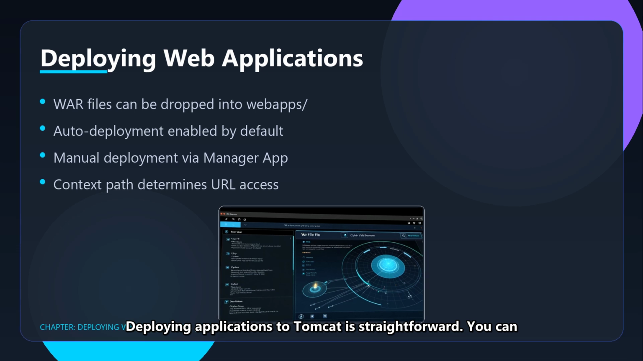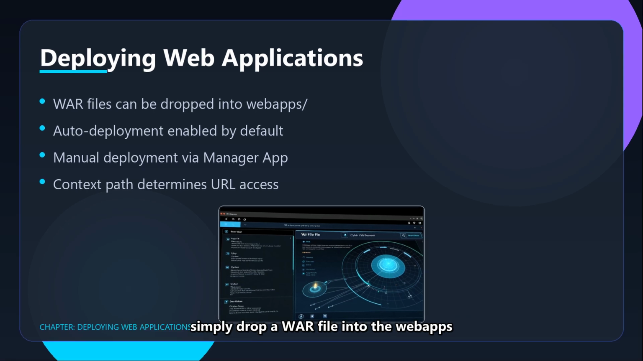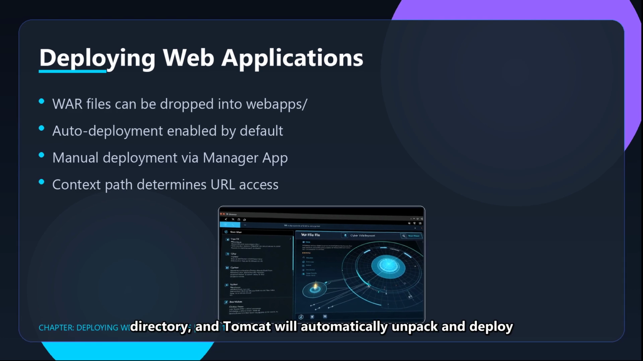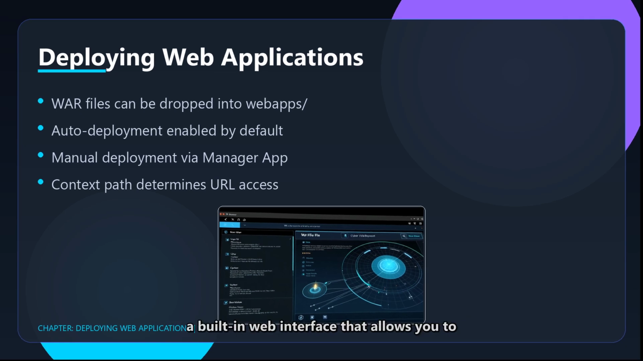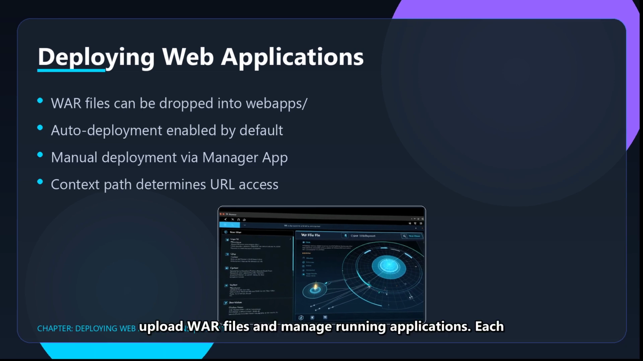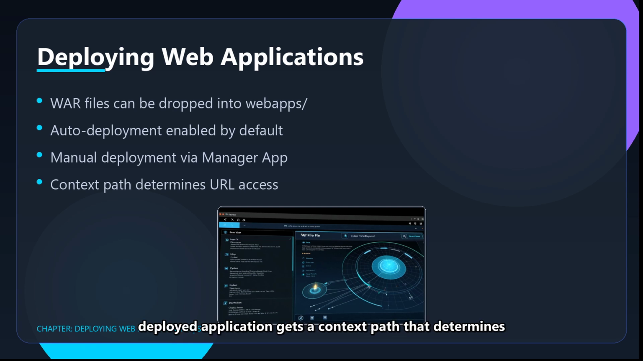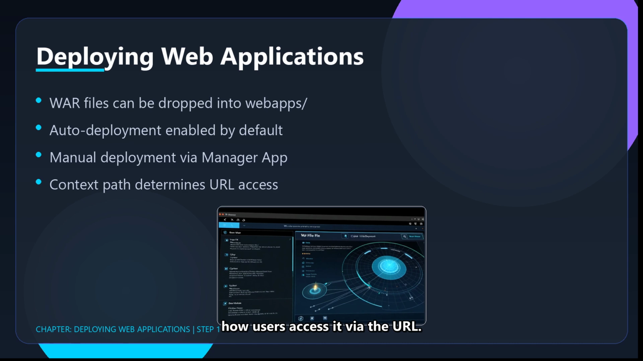Deploying applications to Tomcat is straightforward. You can simply drop a WAR file into the webapps directory, and Tomcat will automatically unpack and deploy it. Alternatively, you can use the Manager application, a built-in web interface that allows you to upload WAR files and manage running applications. Each deployed application gets a context path that determines how users access it via the URL.